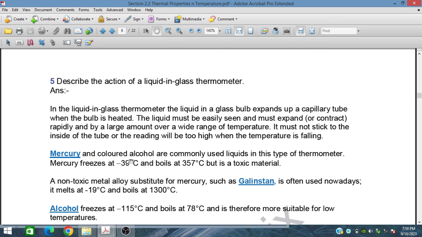Mercury freezes at -39 Celsius and boils at 357 Celsius, but is a toxic material, so it is very harmful. A non-toxic metal alloy substitute for mercury, galinstan, is often used nowadays. It melts at -19 degrees C and boils at 1300 C.